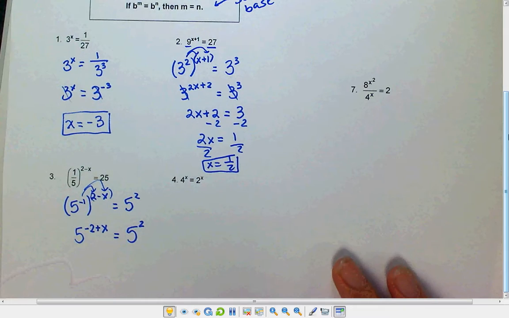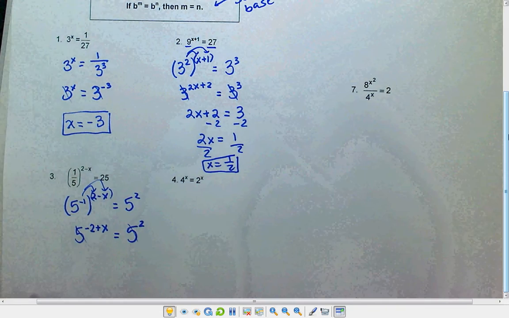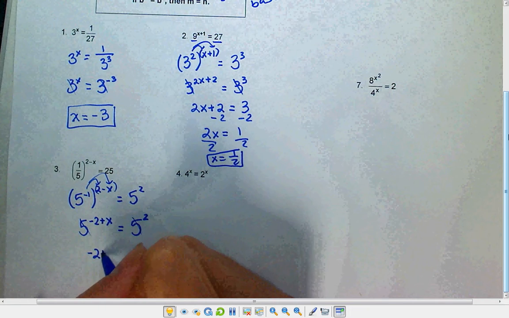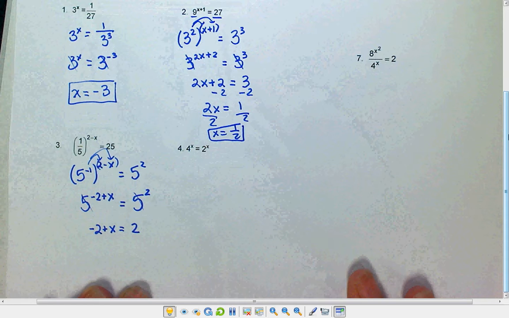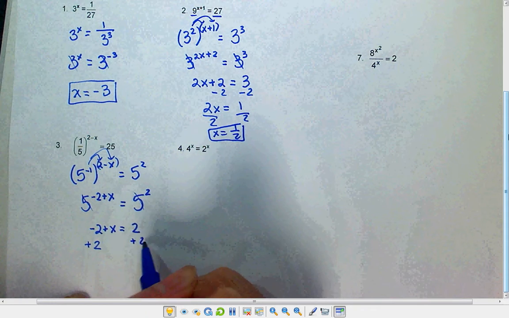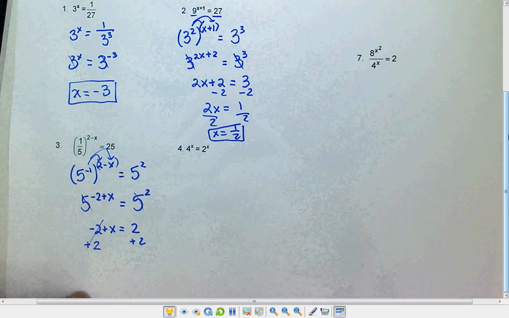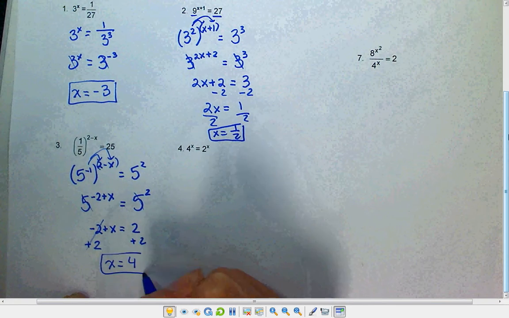This is 5 squared. Again, same base, we can just bring down the exponent, so negative 2 plus x equals 2. And again, we're just solving for x. We're trying to get x by itself. To get rid of this minus 2, we're going to add 2 to both sides. Those can cancel. That leaves you with x is equal to 2 plus 2, which is 4.